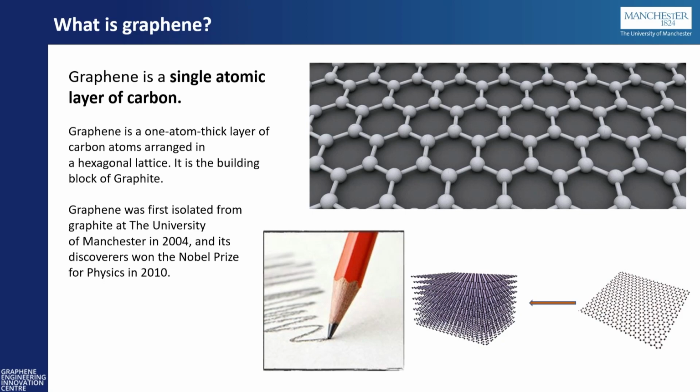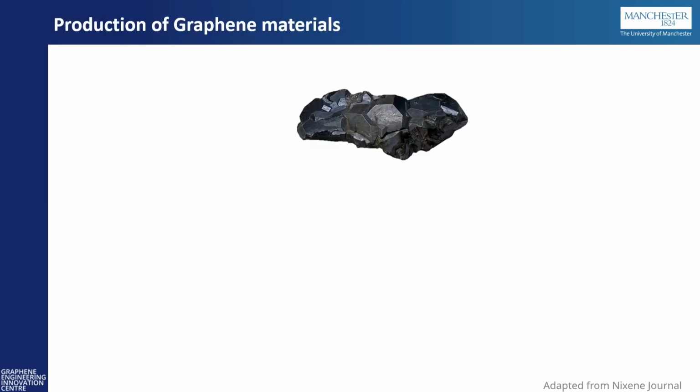Graphene's always been there, but it was isolated first in Manchester, 2004. And what the scientists did there is they took the graphene, they stripped the graphene off using sticky tape, and they directly measured the mechanical, electrical, barrier properties of the material. And that's why Manchester is famous for graphene.